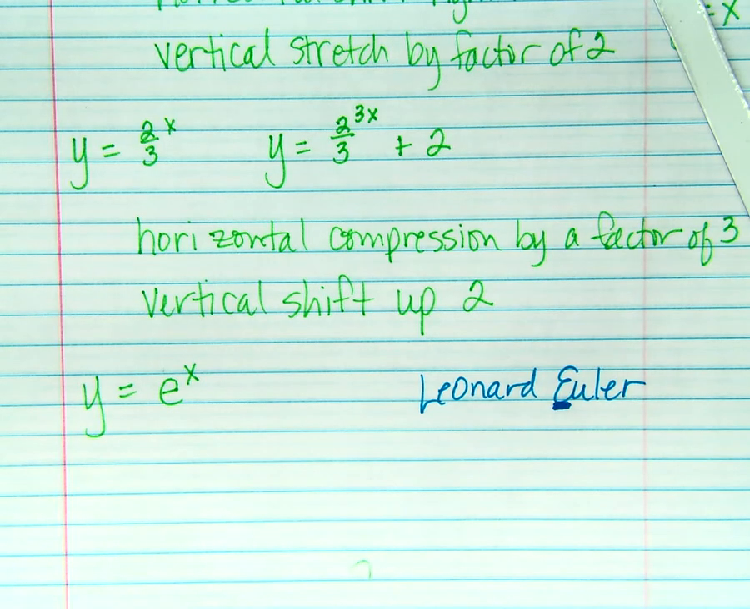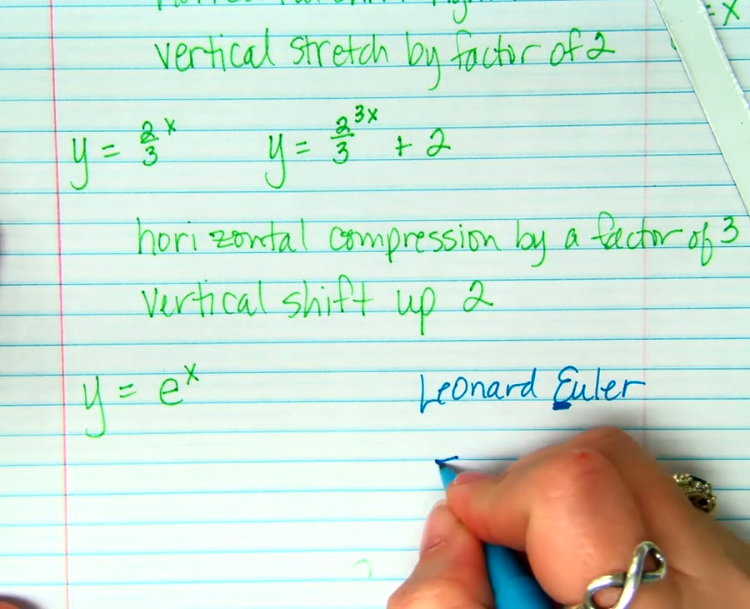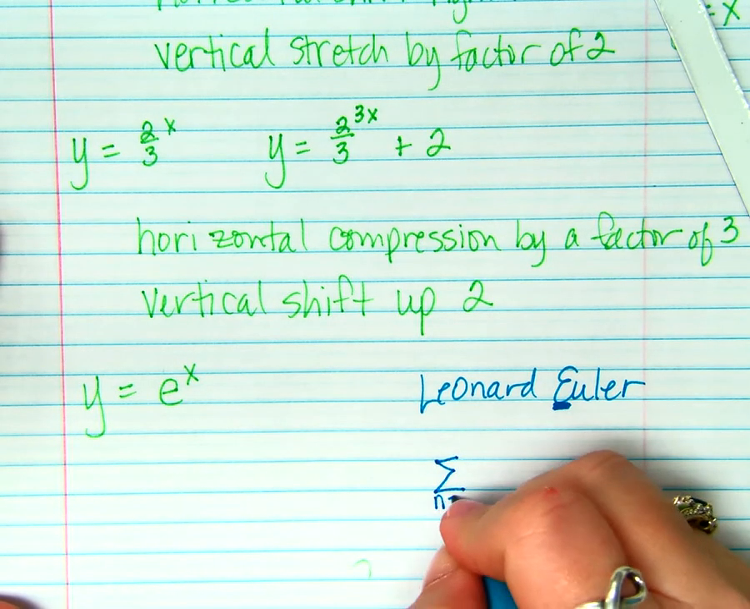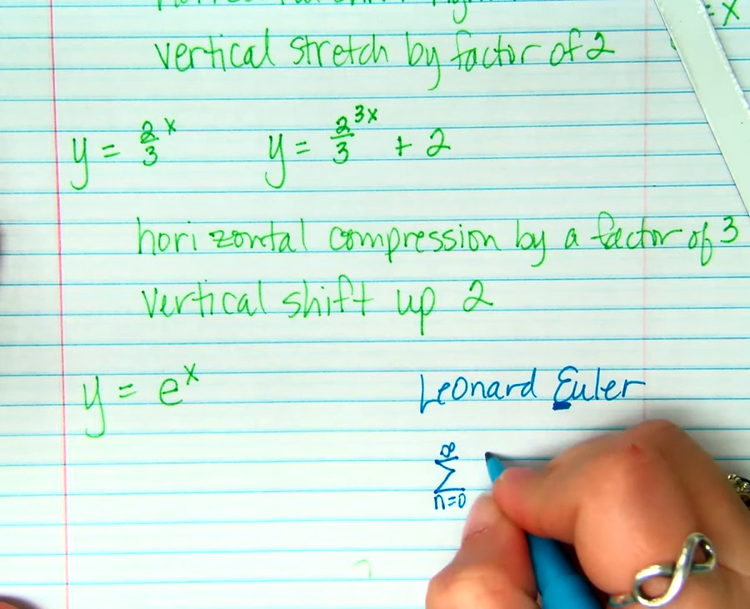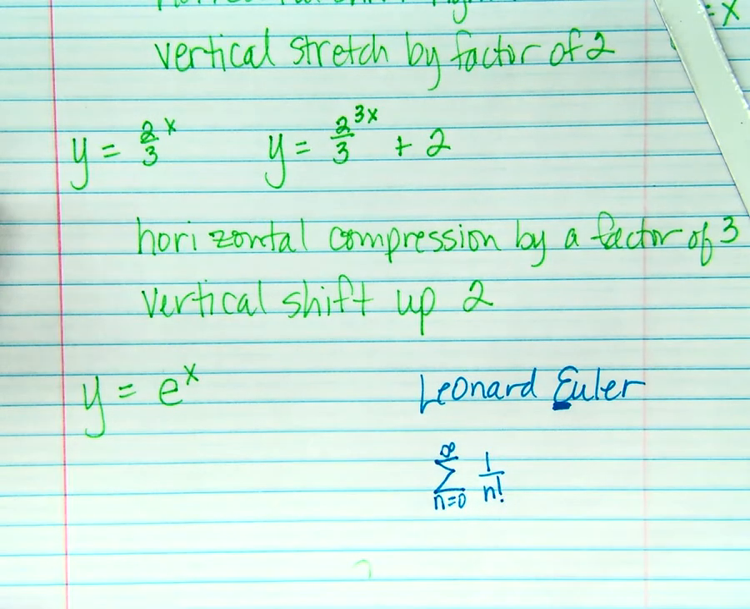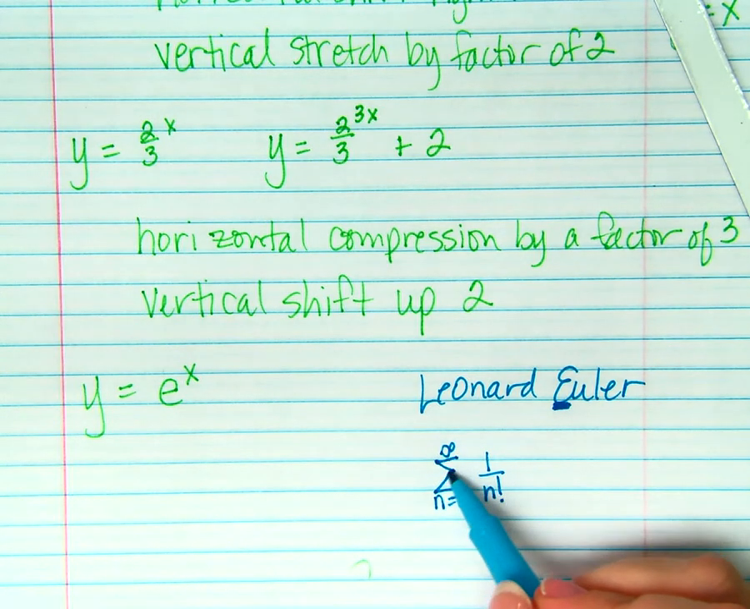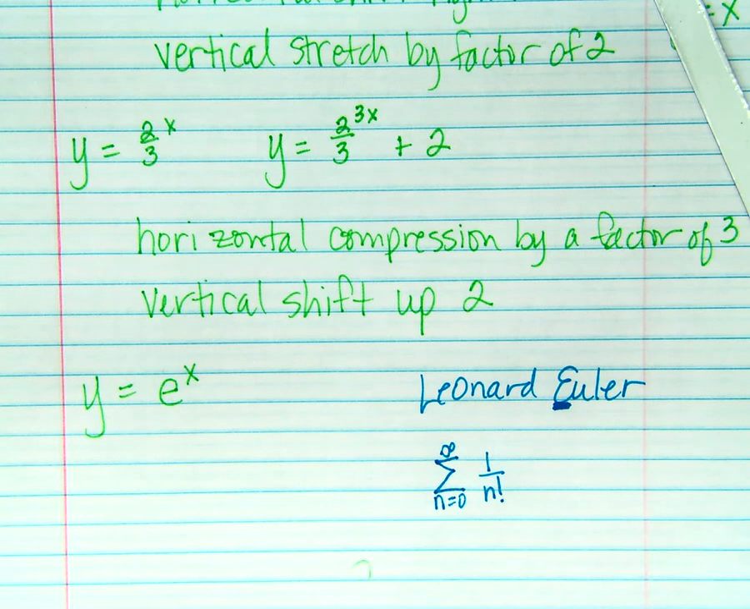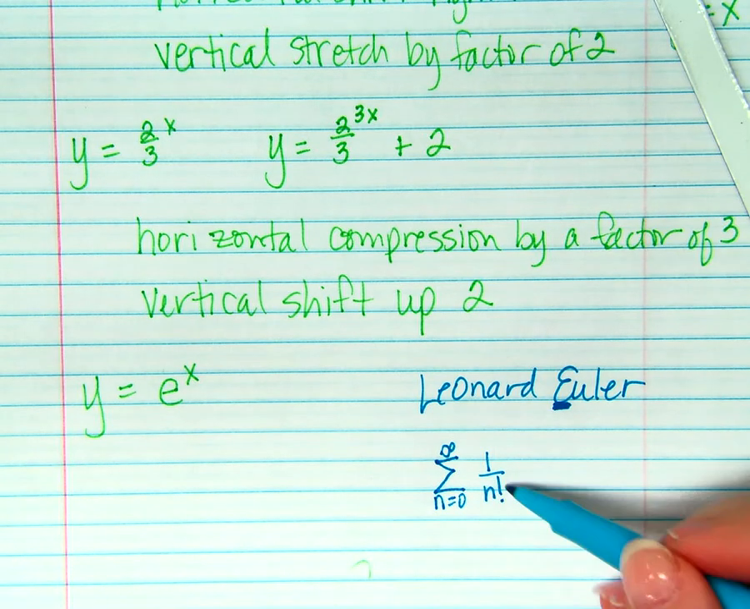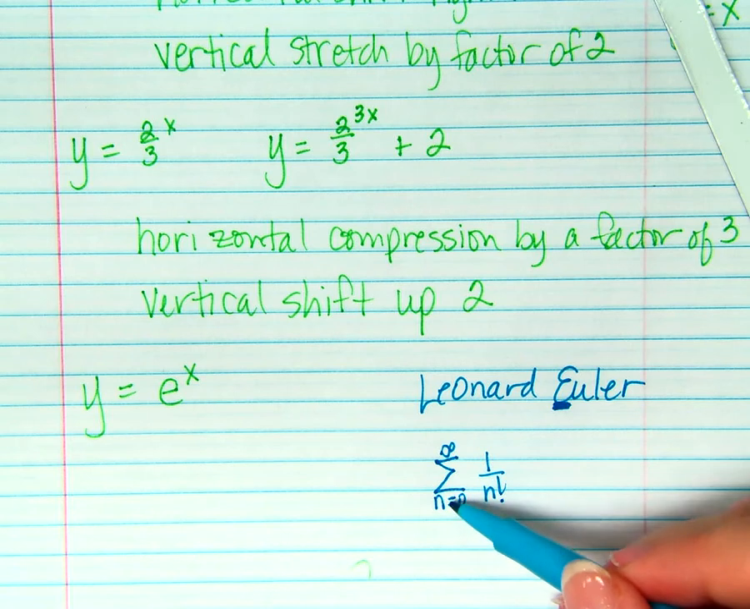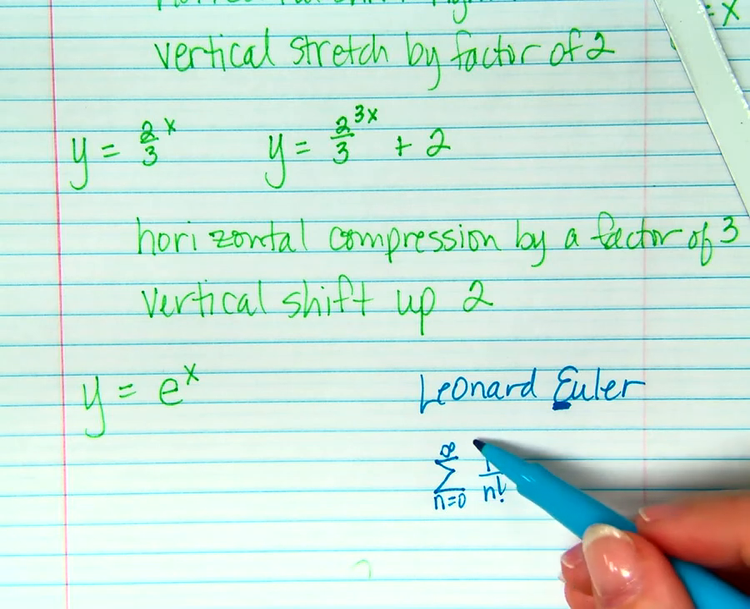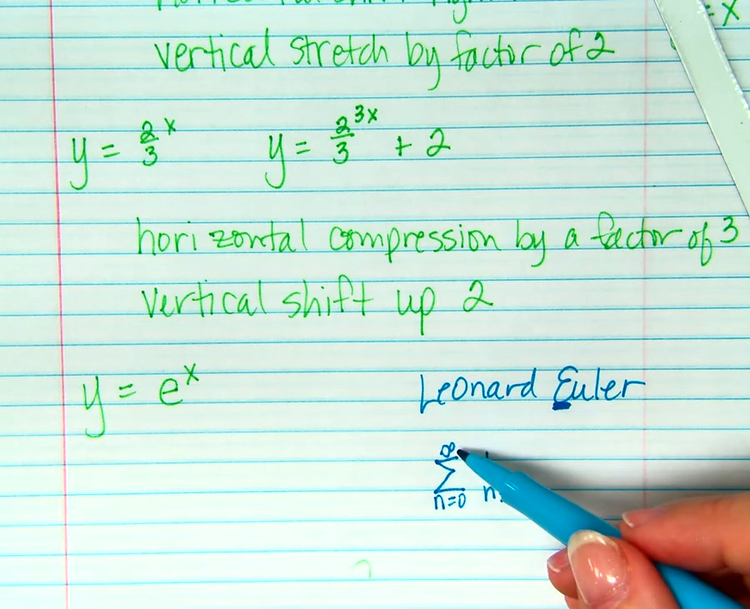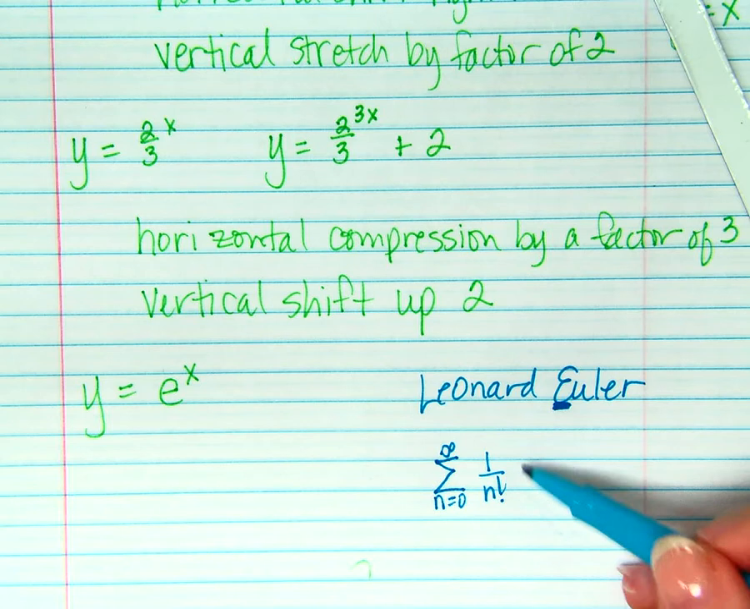Do you want me to show you where it comes from? All right. Don't be afraid. This sign right here is summation notation. It means we're going to add up a whole bunch of numbers. We're going to use this formula and start at 0 and go all the way to infinity, adding up these numbers.